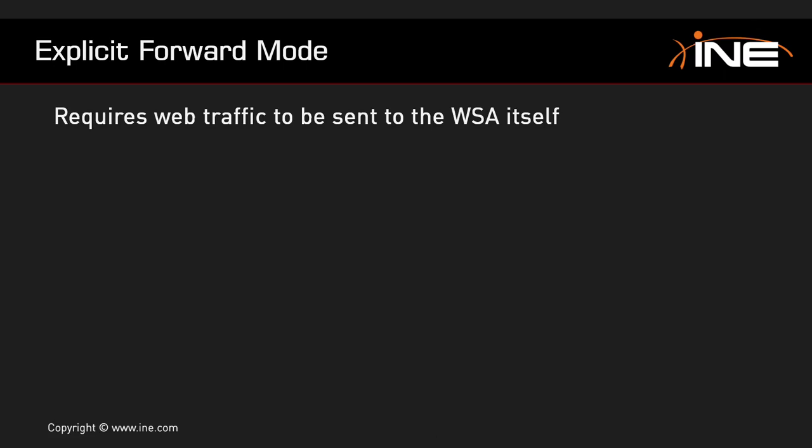Now, in terms of the actual proxy modes, there are going to be two of them. As I said, we have explicit forward and we've got transparent redirection. With explicit forwarding, the goal is to send web communication from the client directly to the WSA, which means that we will have to either reconfigure the client's browser settings by pointing to the IP address of the WSA. Maybe let's quickly take a look at this with Firefox.